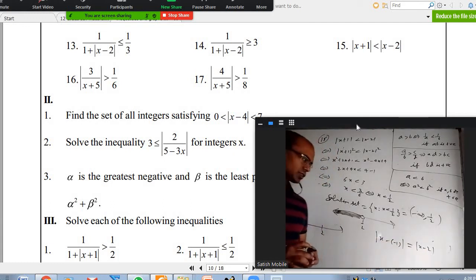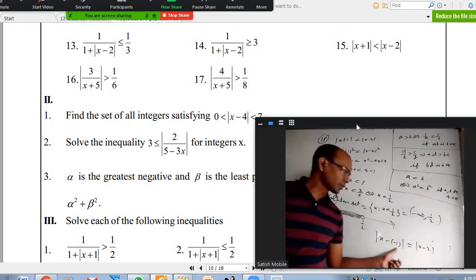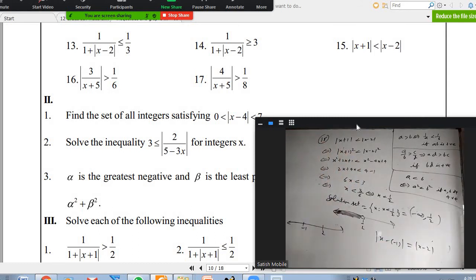Where is the number where the distances to minus 1 and 2 are equal? Is there any number? It is 0.5, the average of these two, 1 by 2, the midpoint. If you take the midpoint, the two distances are equal. If you take any point on the right side of that, is the distance to 2 more or the distance to minus 1 more? Minus 1. If I take anything before 1 by 2, is the distance to minus 1 less or more? Less.